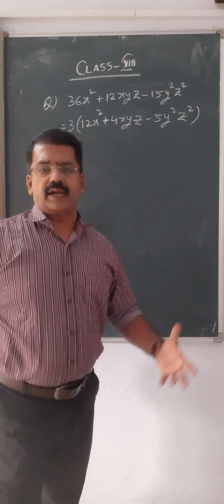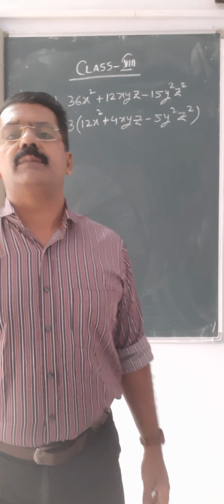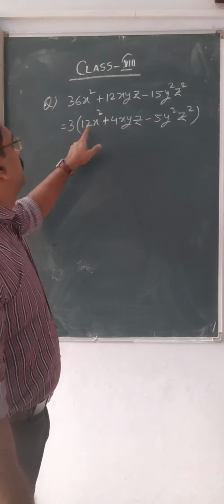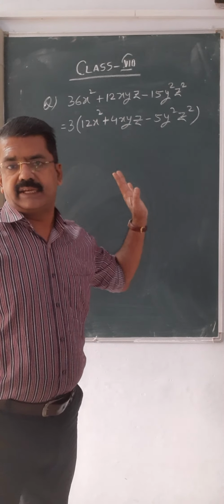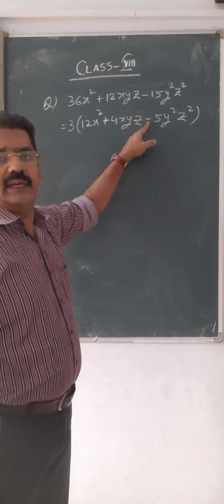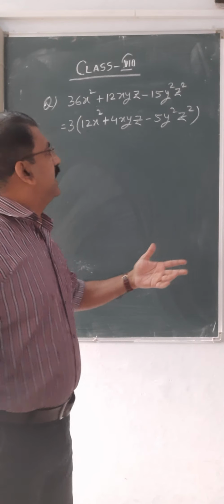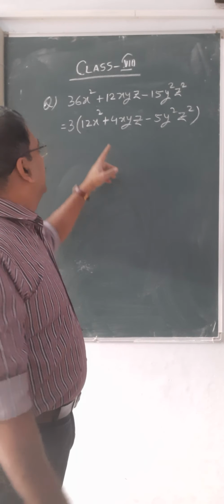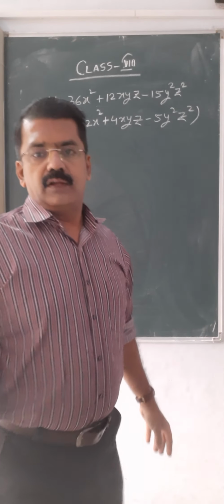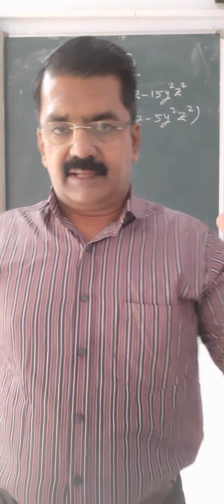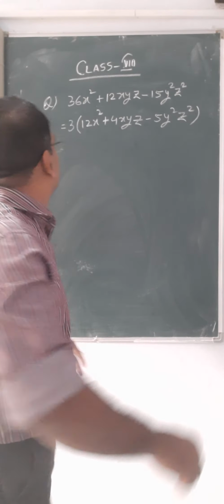Now the term within the bracket is again a trinomial, so we will try to factorize it by splitting the middle term. So first of all, 12 into 5, you know 12 into 5 is 60. There is a negative sign over there, so you have to think of two numbers. When they are multiplied, they give you 60. And their difference, as there is a negative sign, must be 4. So now the numbers are 10 and 6, because 10 into 6 is 60 and 10 minus 6 is 4.